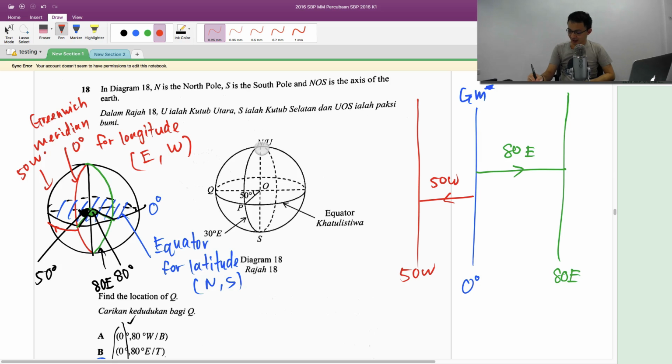So this line is 30 east. So 30 east, if I move 30 degree, because here is 50 degree total, I move 30 degree here, I reach Greenwich meridian. But then I will need to continue move another 20 degree. So therefore, because here is another 20 degree, if I separate it, it should be 20 and 30. So this one is basically 20 west.